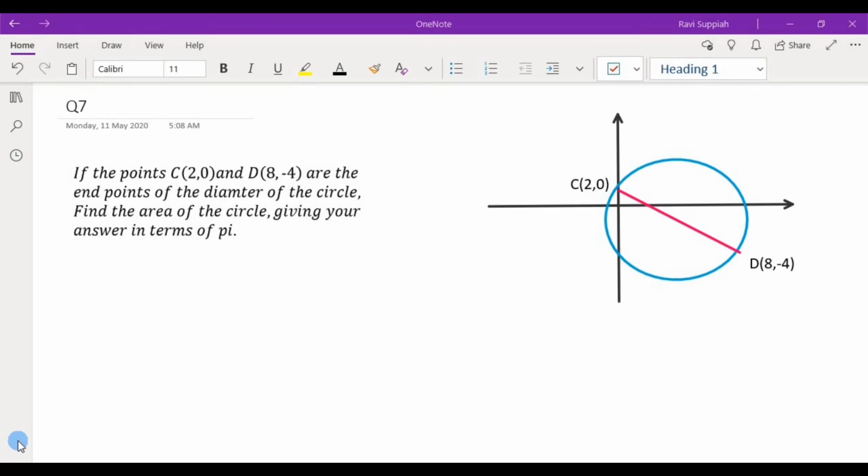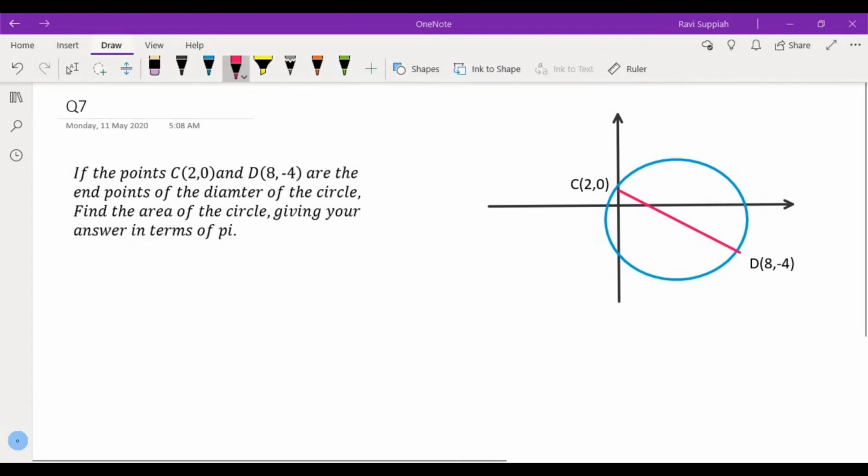In this coordinate geometry question, we are given that the points C(2, 0) and D(8, -4) are the endpoints of the diameter of the circle. I've already drawn the circle here. As you can see, I've marked the points C and D and drawn the diameter. They ask us to find the area of the circle, giving your answer in terms of pi.